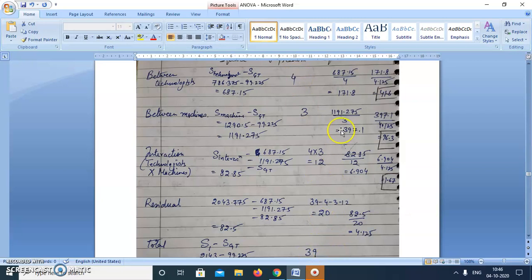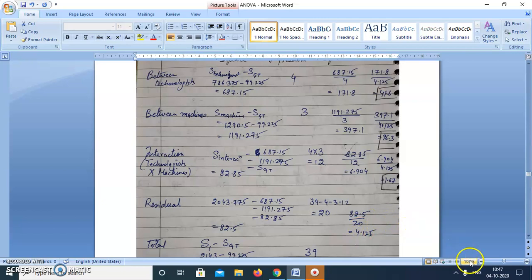Now similarly, we can calculate mean square. Take this reading, sum of squares, divide by degrees of freedom, and we'll get this mean square. So we'll get these 4 mean squares readings. Now how will we get the F ratio? For the F ratio for technologist, we'll divide this reading by the residual error. For getting the F ratio for machines, we'll divide the machines reading by the error reading, mean squares for error. And for interaction, we'll divide this reading by the mean squares of error.